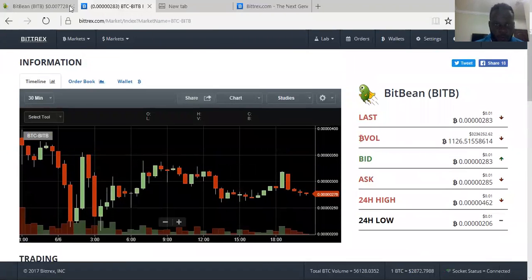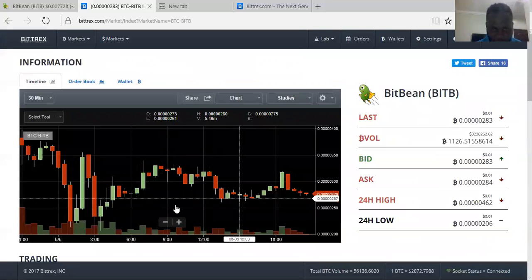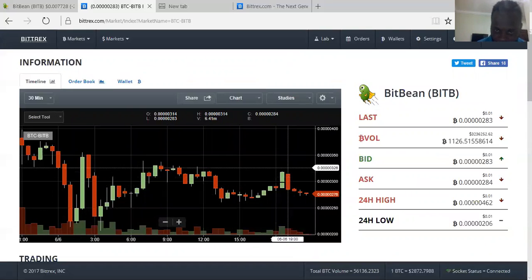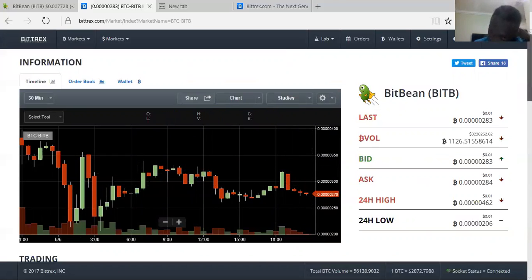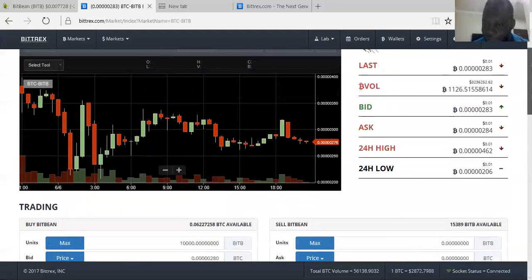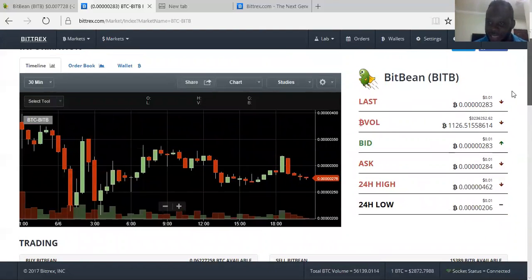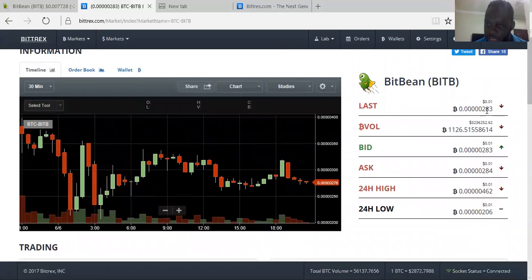Okay, so this is the chart for Bitbean. This is what's going on in the 30 minutes. This is buy, sell, all these things you see, the green is buy, the red is sell. So a lot of traders have been selling. This is the last price of Bitbean, as of yesterday.